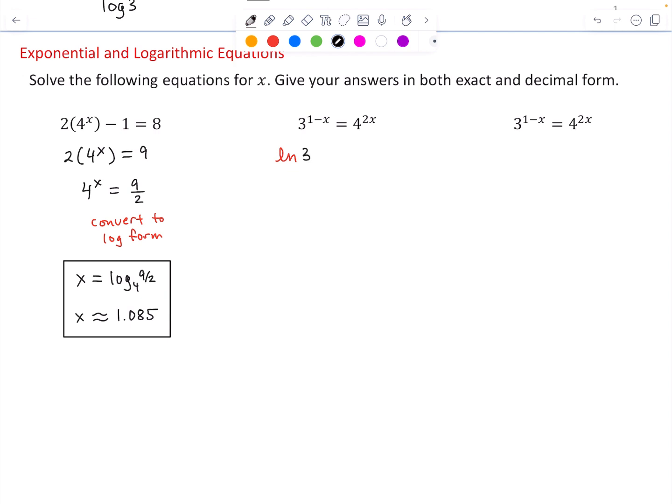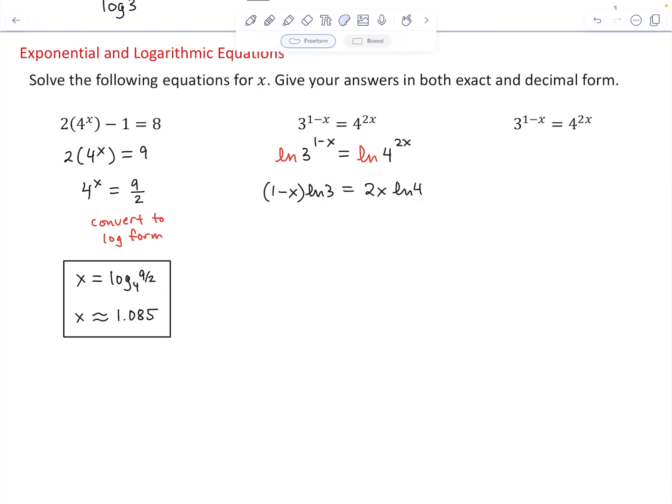So we have natural log of 3 raised to the 1 minus x equals natural log of 4 raised to the 2x. Now you'd be able to use property 8 to bring this entire exponent down as a coefficient, and this entire exponent down as a coefficient. Now in this first case, make sure the exponent is in parentheses, because the natural log 3 will then need to distribute, and this is equal to 2x natural log 4.